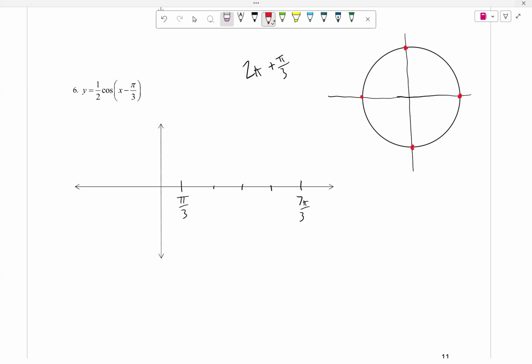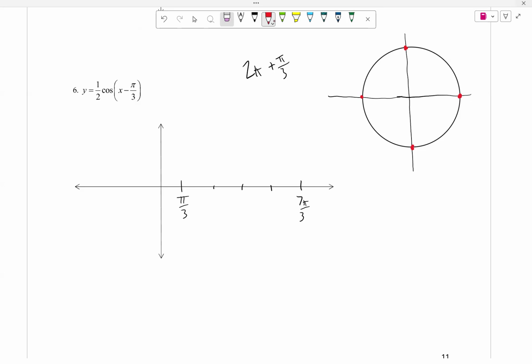But for all of these, we're going to have to add pi over 3, right? At 0, we add pi over 3. At pi over 2, we add pi over 3, which gives pi over 6. Does that make sense? Visually speaking, it's actually kind of nice to do it that way. You add pi over 3, which is like 60 degrees.